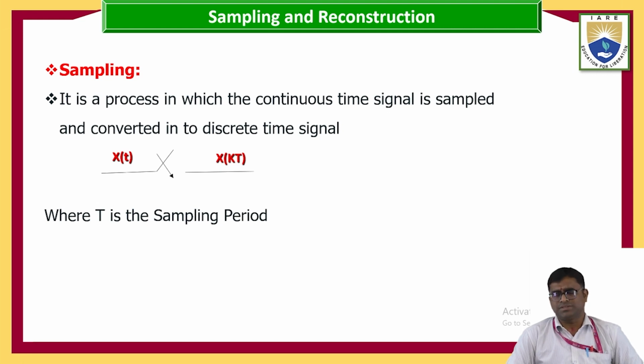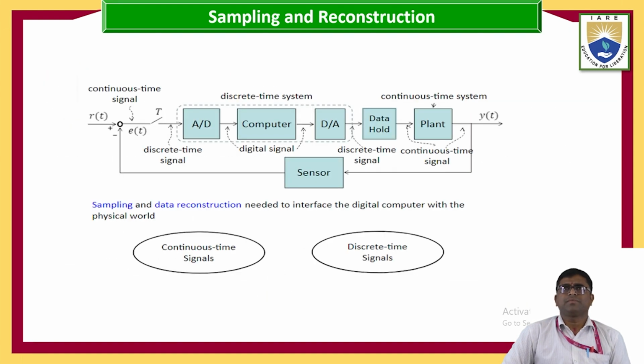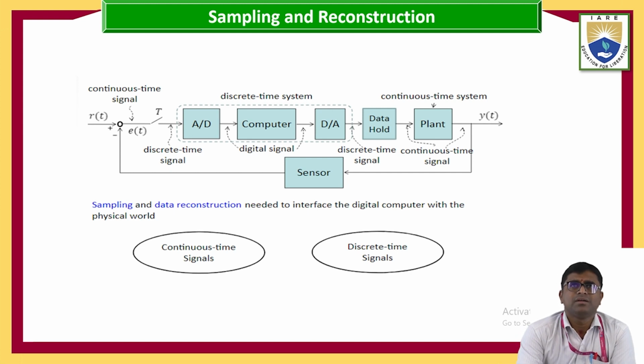Sampling and reconstruction. Where does the sampling and reconstruction part generally come in? If you see this block diagram, here the continuous time signal is given to the A/D, the analog to digital converter. The converter gives its output to the input of the computer. So here it is a discrete time signal.